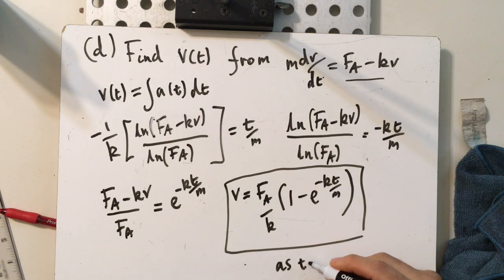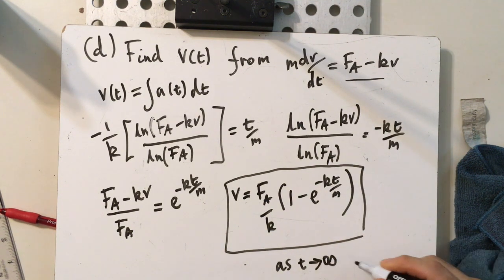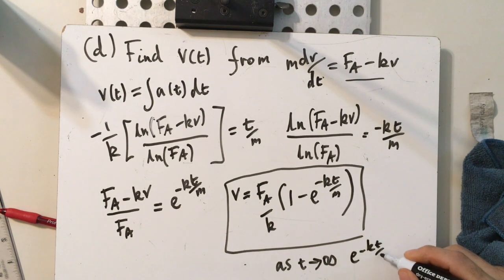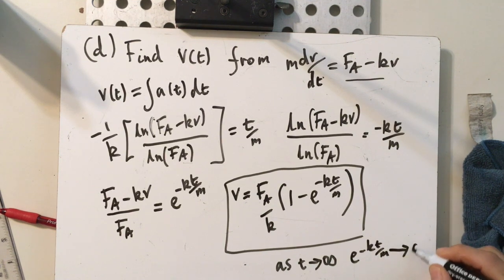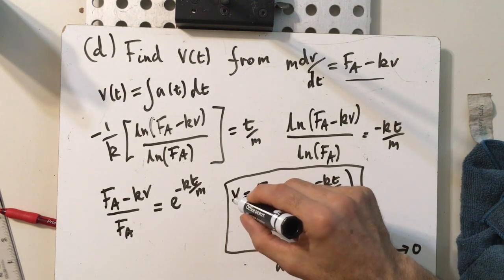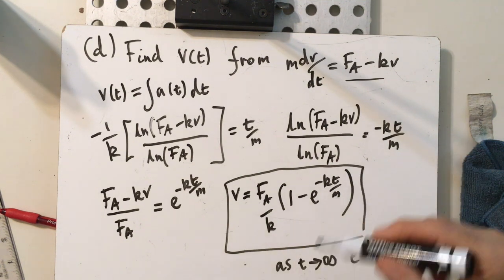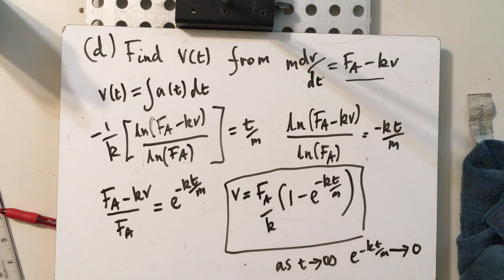As t goes to infinity, e to the negative kt over m goes to 0. So this function actually becomes v equals F_A over k after a long time, and that's what we predicted for the terminal velocity. So that's a really good evidence that the answer is correct.